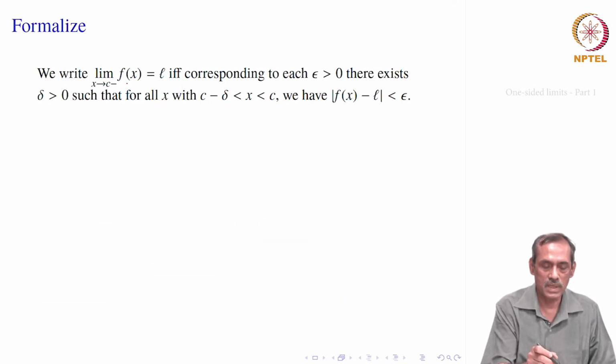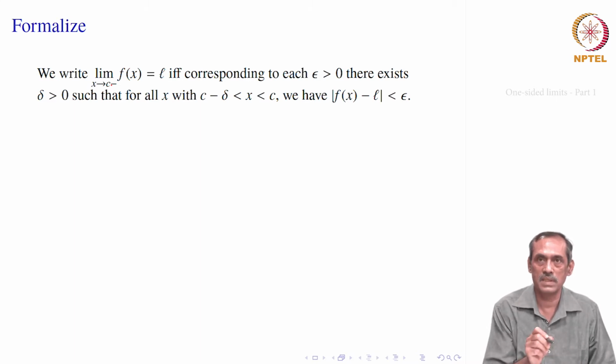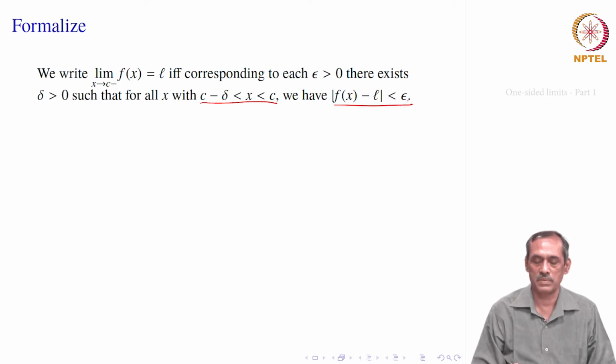So, what we do? We give a notation for the left side limit. Suppose f is a function given and c is a point. So, we say limit of f x as x goes to c minus, that is what c minus means, the left side limit, is equal to L if and only if corresponding to each epsilon greater than 0, there exists a positive delta such that if x lies between c minus delta and c, then we have this condition: mod f x minus L is less than epsilon.